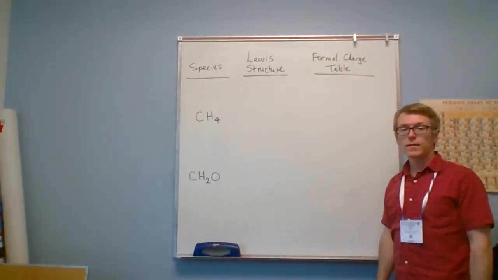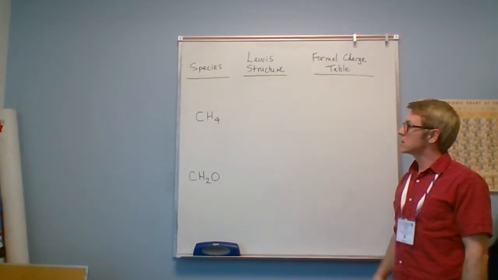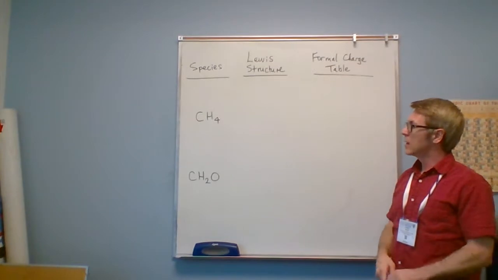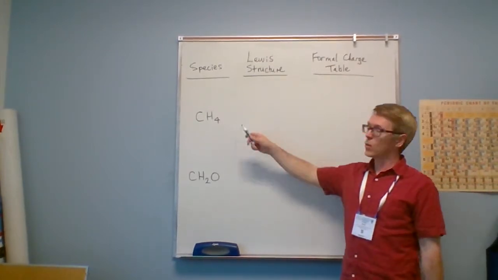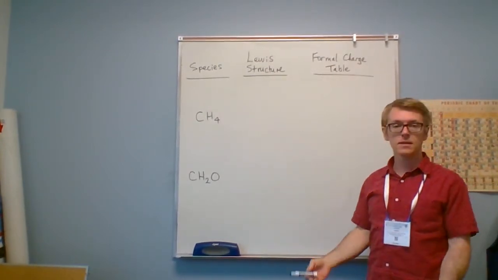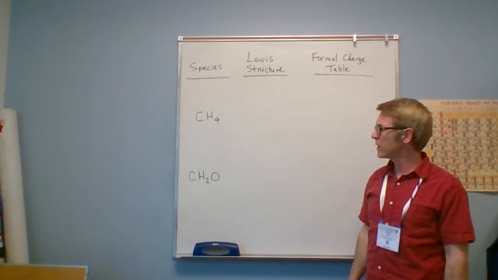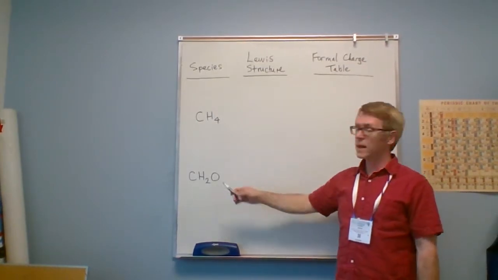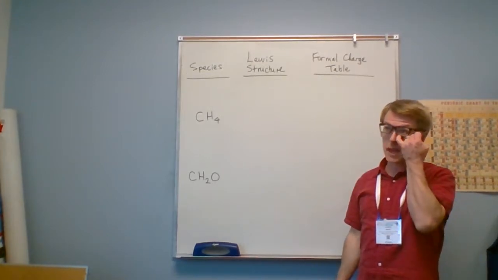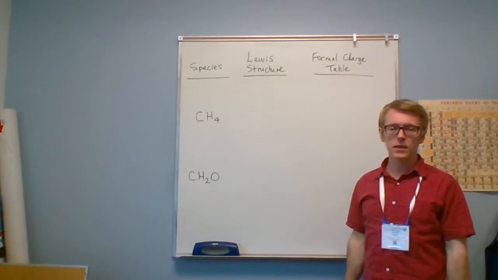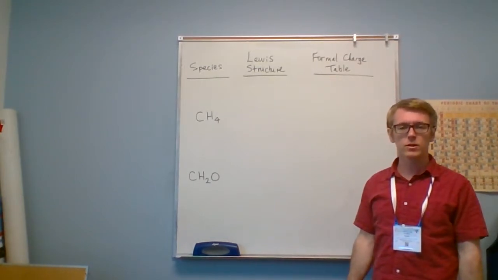In this video, we're going to continue looking at Lewis structures with two more structures here. We have CH4, which is methane, the gas typically used in a lab as a Bunsen burner fuel. And here we have formaldehyde, which is an organic molecule typically or formally used in anatomy classes to preserve specimens.